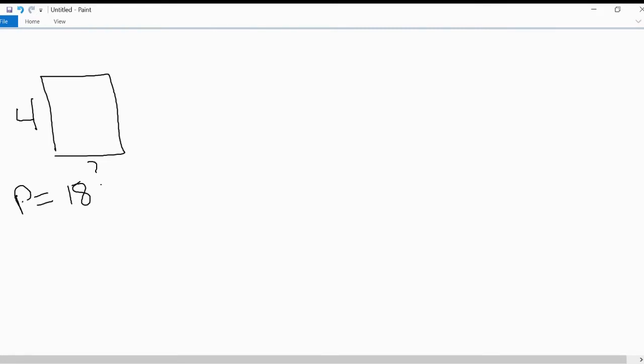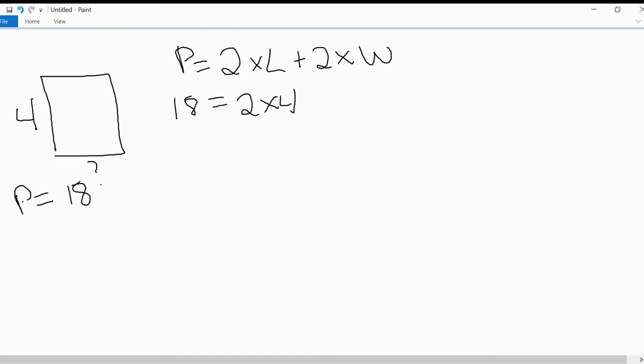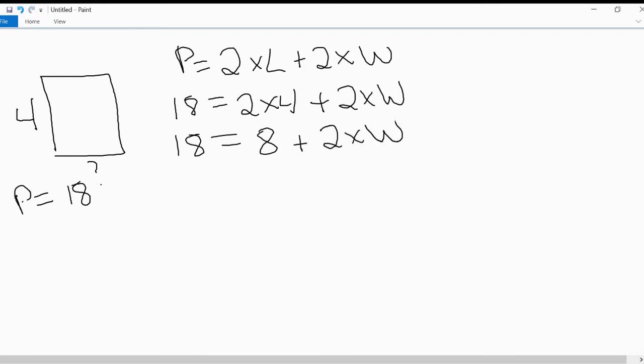We start with our perimeter formula. So P equals 2 times length plus 2 times width. Let's plug in our numbers. 18 equals 2 times 4 plus 2 times, and we don't know what that W is yet. So now we've got 18 equals, let's go ahead and solve it out, 8 plus 2 times W.